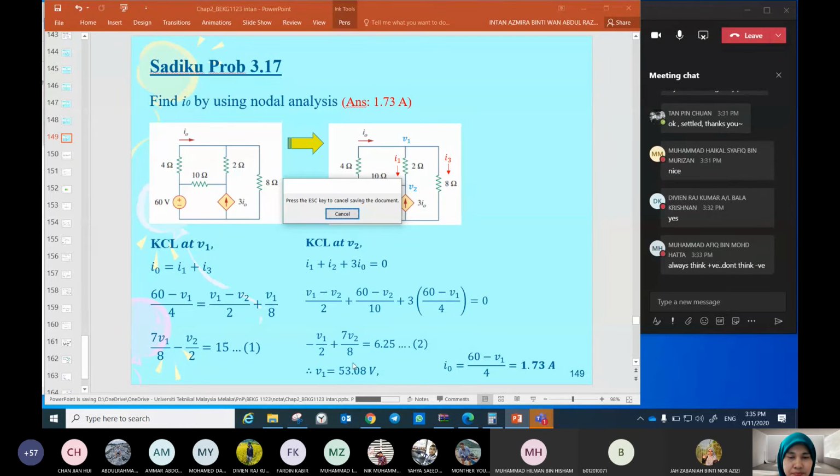I just write V1 here, because we just want to know V1. Because I naught is equal to 60 minus V1 over 4 and we will get I naught. Any question?